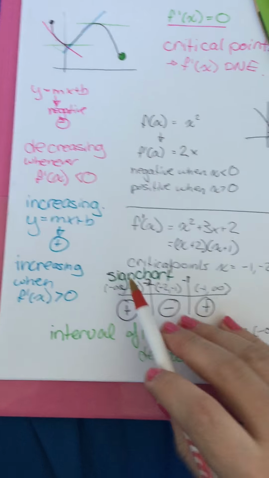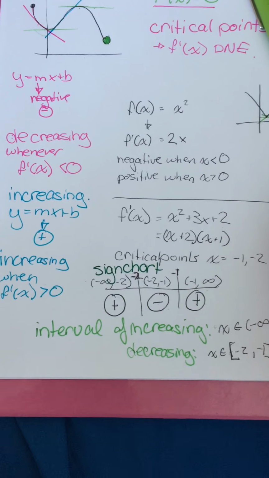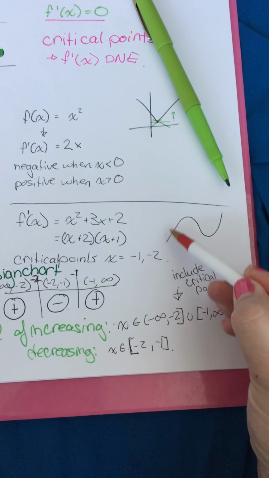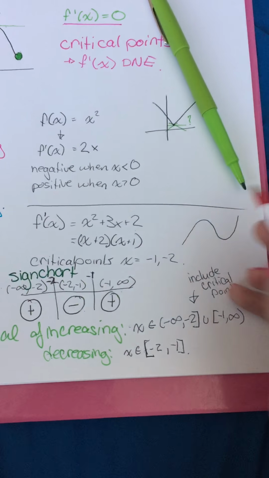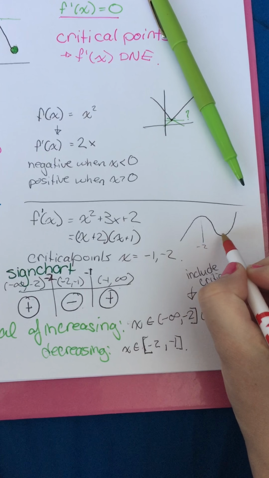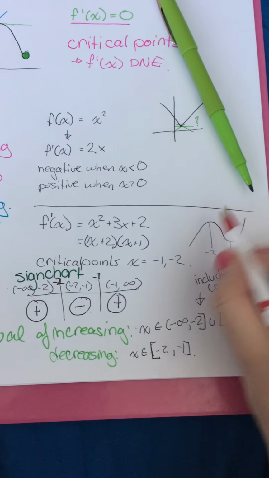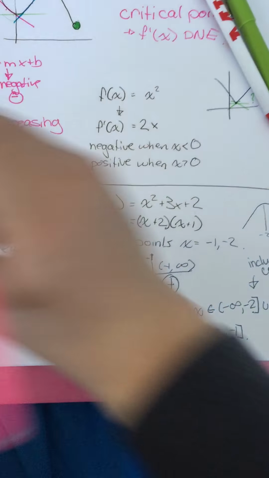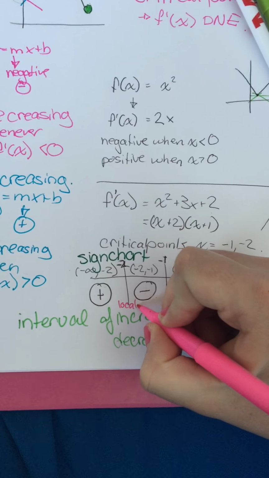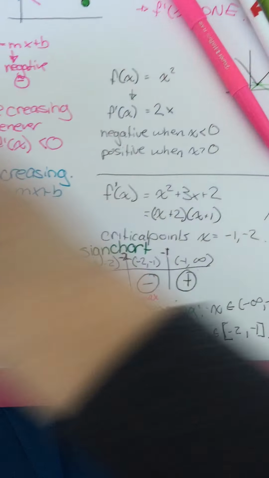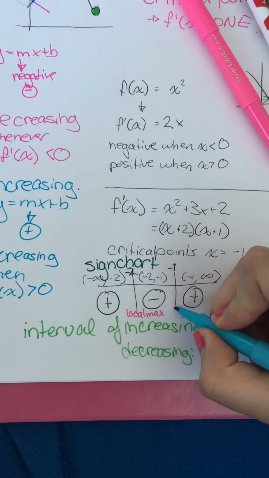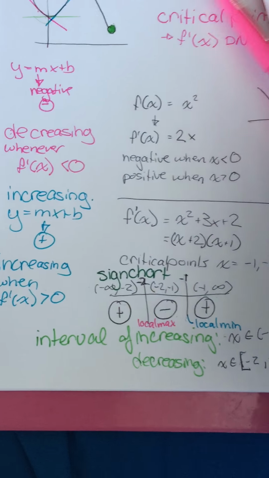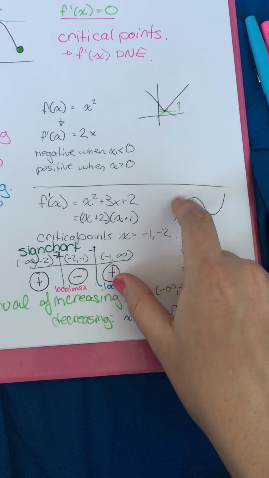So notice that it's going from increasing to decreasing to increasing again. At this point is -2 and this point is -1. We notice that we're going to have this local maximum here, and we notice that we're going to have a local minimum here. Okay, so this is another way where we can really tell what's happening.